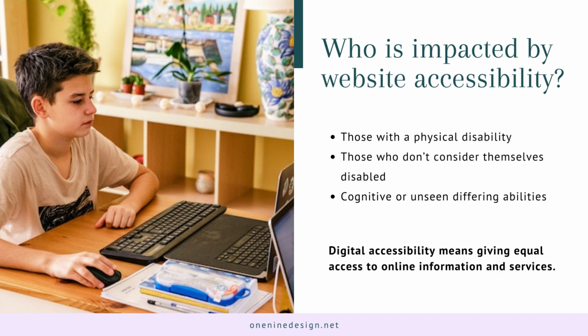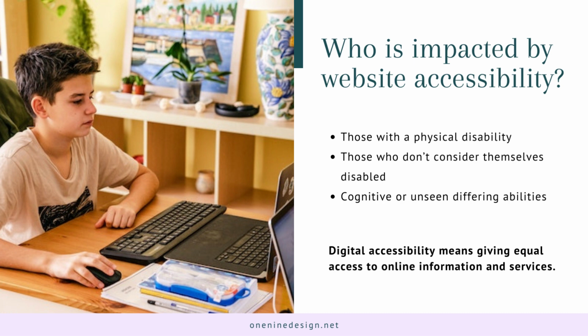Digital accessibility means giving equal access to online information and services. People with disabilities make up about 20% of the population at any given time. Not all of those disabilities affect a person's ability to use the internet, but a portion of that 20% will face some sort of challenge when using a computer. Let's look at three categories that are most often impacted by inaccessible websites.